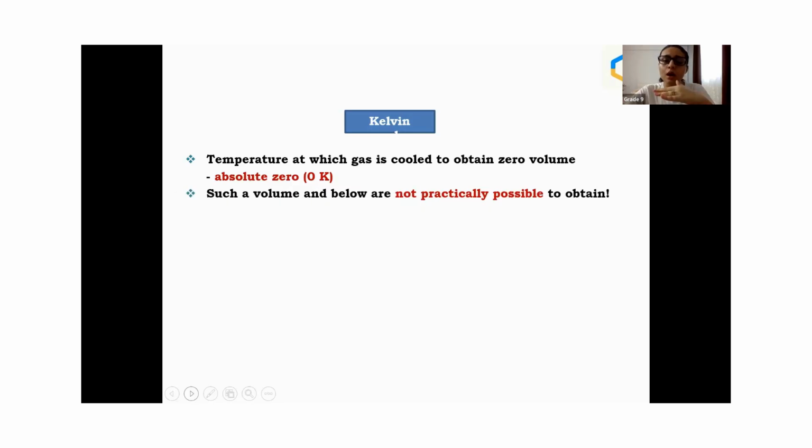Such a volume and below are not practically possible to obtain. So we are not using the Kelvin scale that much. But yes, in certain chemistry labs and physics labs in the industries, we still use this Kelvin scale, because there we do certain experiments which can go below this temperature. But in day to day use, we don't use the Kelvin scale. Hence, all temperatures are positive.